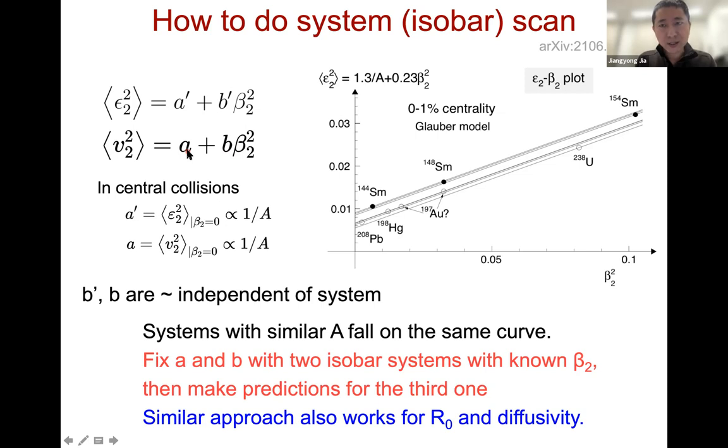And in the ultra-central collision, let's say 0 to 1% of centrality, we actually know from hydro simulation for large systems, it's just proportional to 1 over A, okay? It works really well. But suppose you don't know that, you can still determine it. All you need to do is to run for two species, and that will give you two equations, and you can determine A and B. Once A and B are determined, you can make predictions.